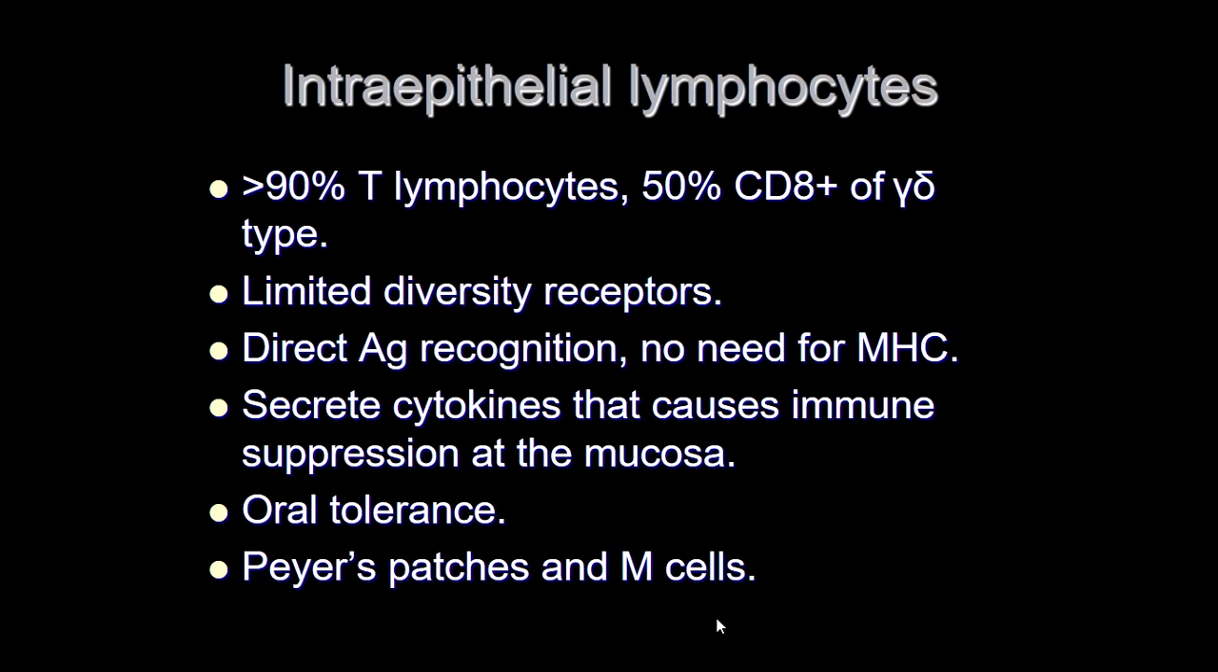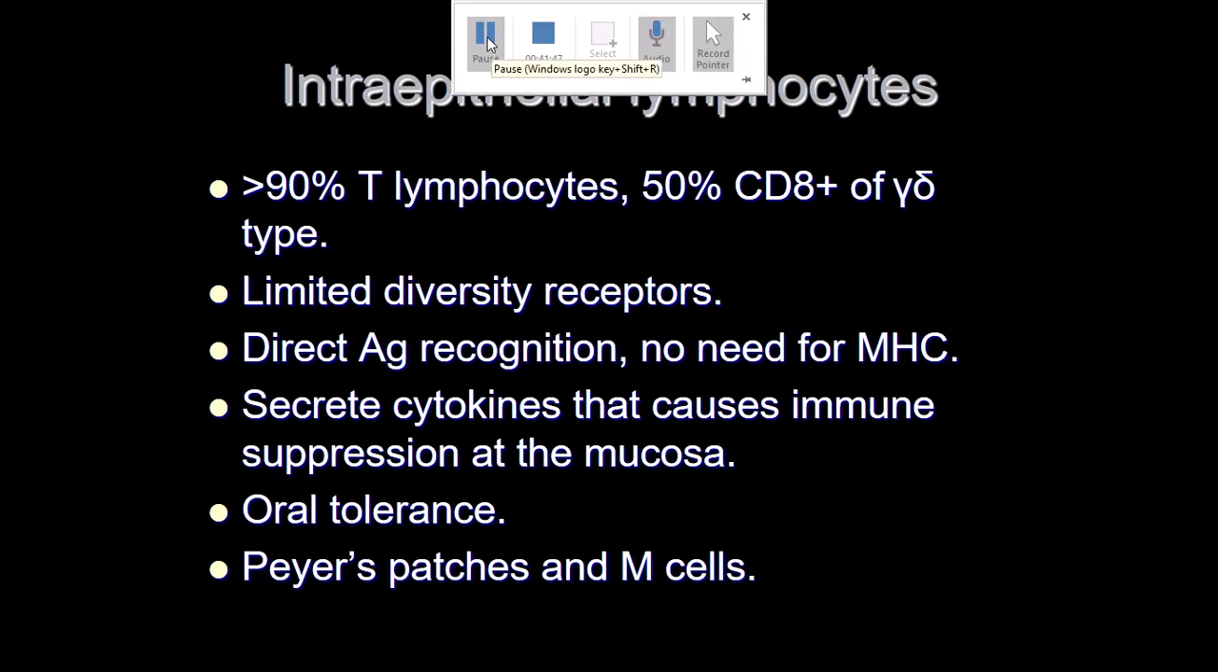In the GI tract, we do have a mucosal tissue that is full of lymphocytes, which can also provide defense against foreign invaders. We call them Peyer's patches and M cells, where sometimes microorganisms could go through, especially Salmonella typhi, for example. So this is very important for you to know.